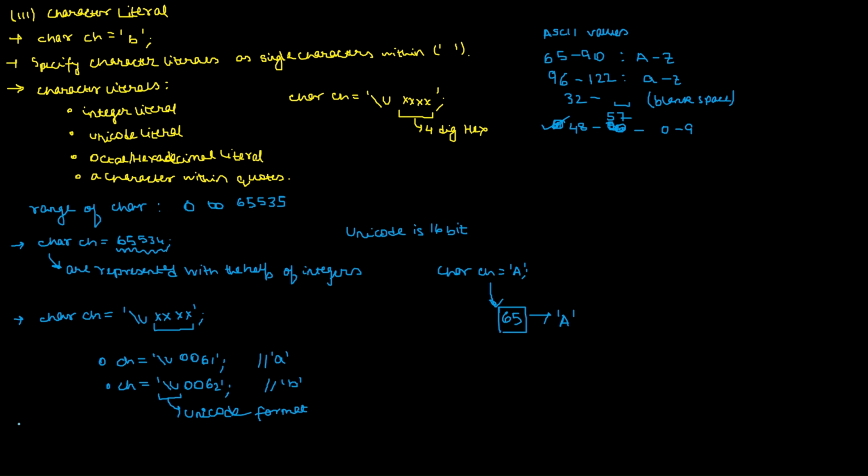You can also use octal or hexadecimal declarations and assignments like char ch is equals 0x face, and literally write it like this, because at the end of the day, hexadecimal is also of integer type, and character is also internally represented as an integer type. So it makes a relation between hexa and char as well.